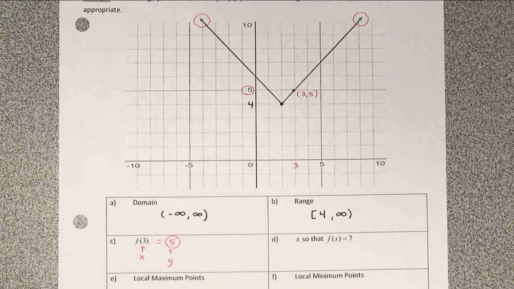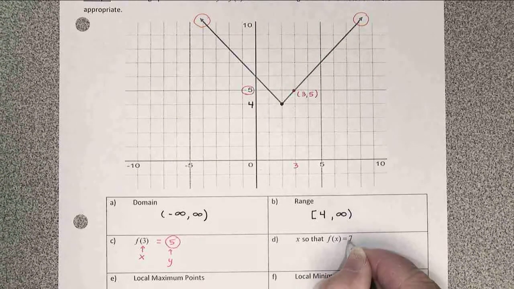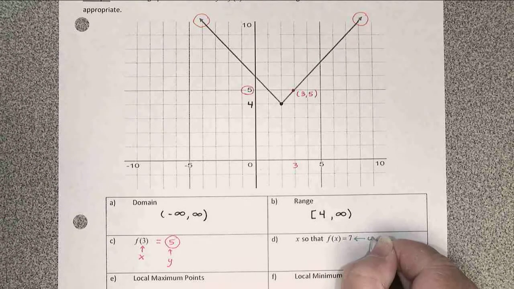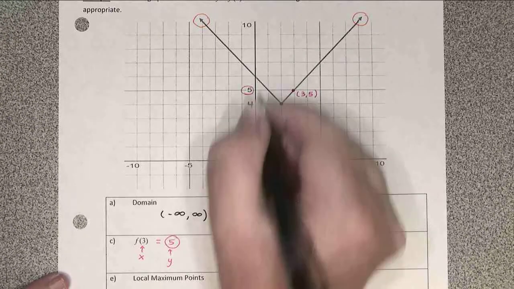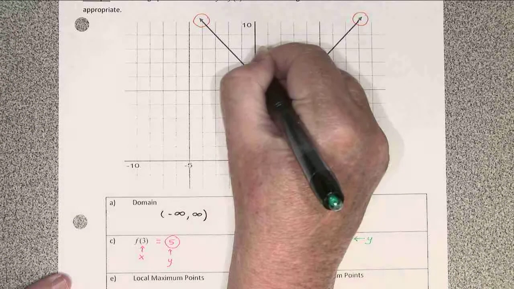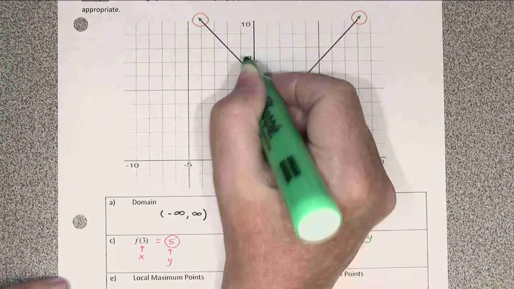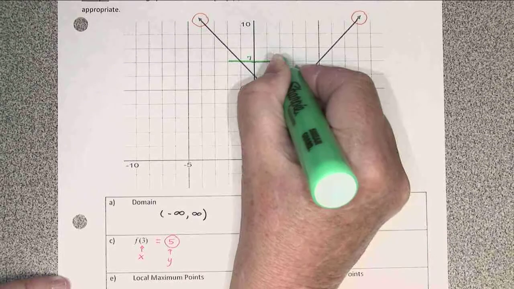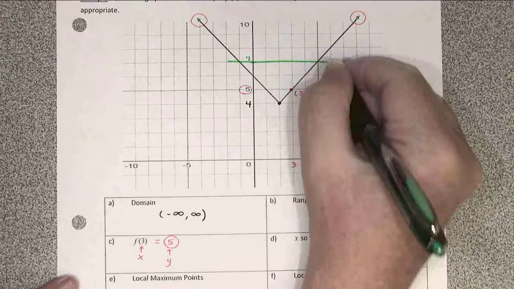In part D, we'd like to find x so that f of x equals 7. Now this time, I haven't told you x, I've told you f of x. In other words, I've told you the y value. You need to come up with the x. So let's see, 5, 6, 7 would be about here. And I'd like to know, where in the graph do I have a y value of 7? Well, there's actually a couple places. If you kind of imagine going across from that 7, notice that there are 2 places on the graph that have a y value of 7.